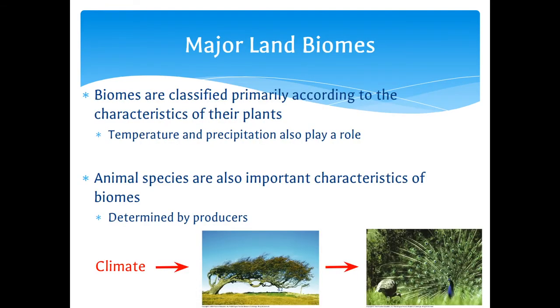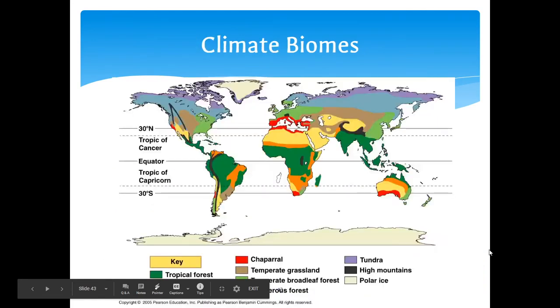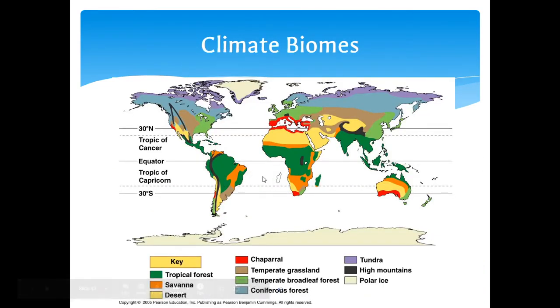Major land biomes. Biomes are classified primarily according to the characteristics of their plants. Temperature and precipitation also play a major role. Animal species are also important characteristics of biomes, but they're not necessarily the sole reason. The plants determine what animals can actually live there. Okay, so climate determines the plants, and the plants determine the animals. As you look at this map, it kind of breaks down many of the major biomes that we're going to discuss here in a few seconds.